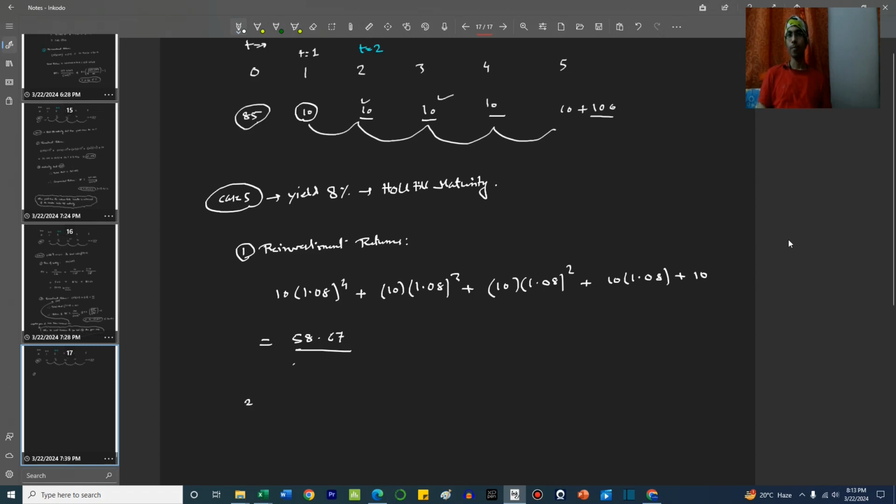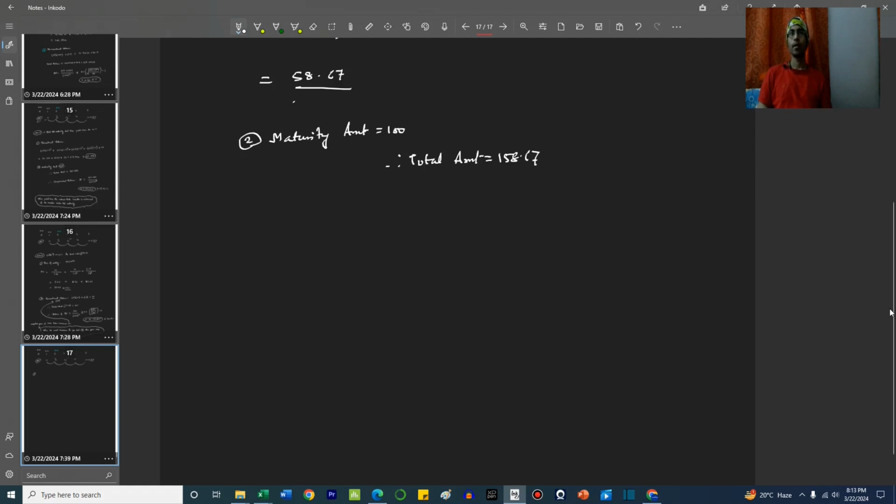Now we add the maturity amount to it also. The maturity amount is 100. Therefore, total amount is 158.67. Now to get the return from this, we write the equation for it. It is 85 is equal to 158.67 divided by (1 plus r) to the power 5. Therefore, r can be written as (158.67 divided by 85) whole to the power 1 by 5 minus 1.